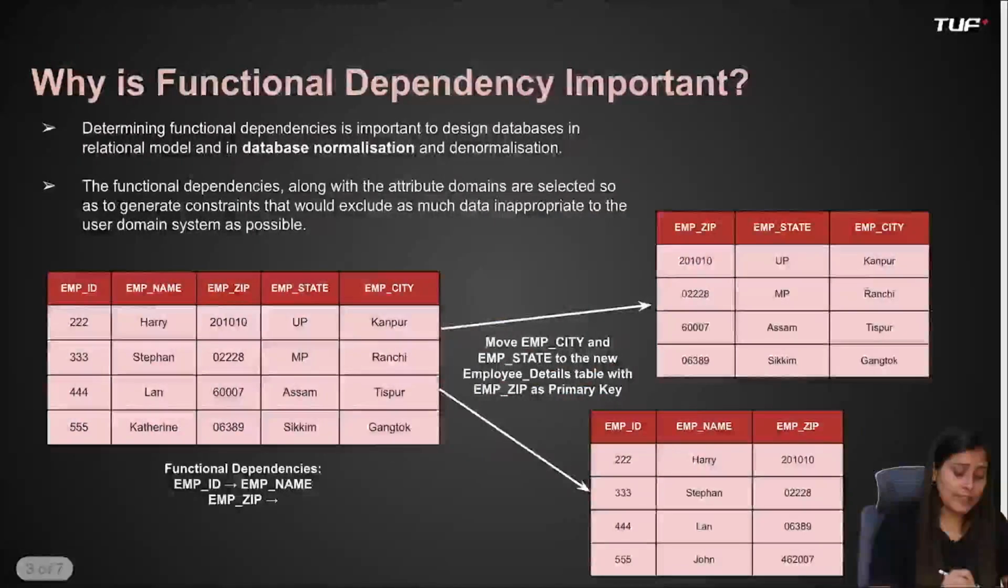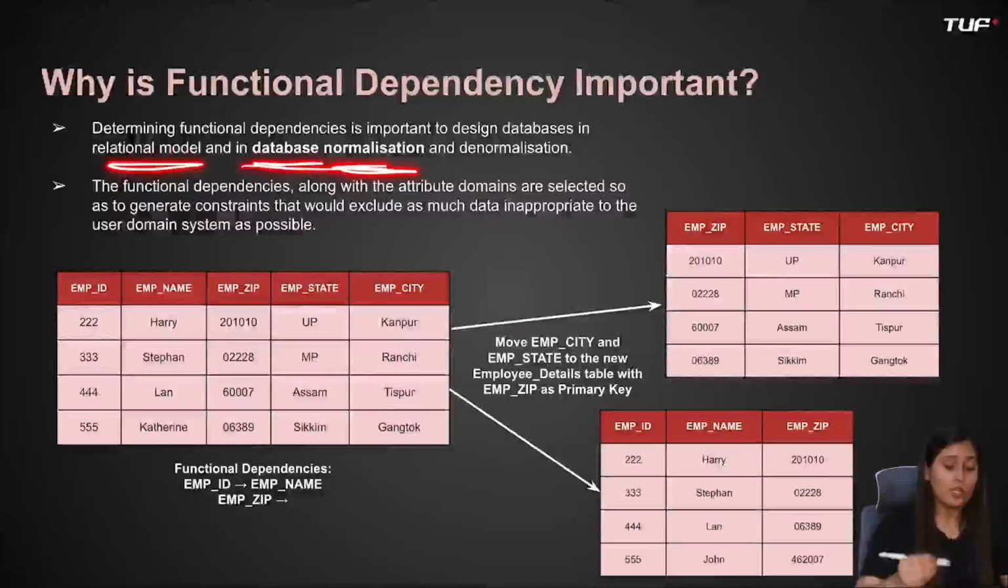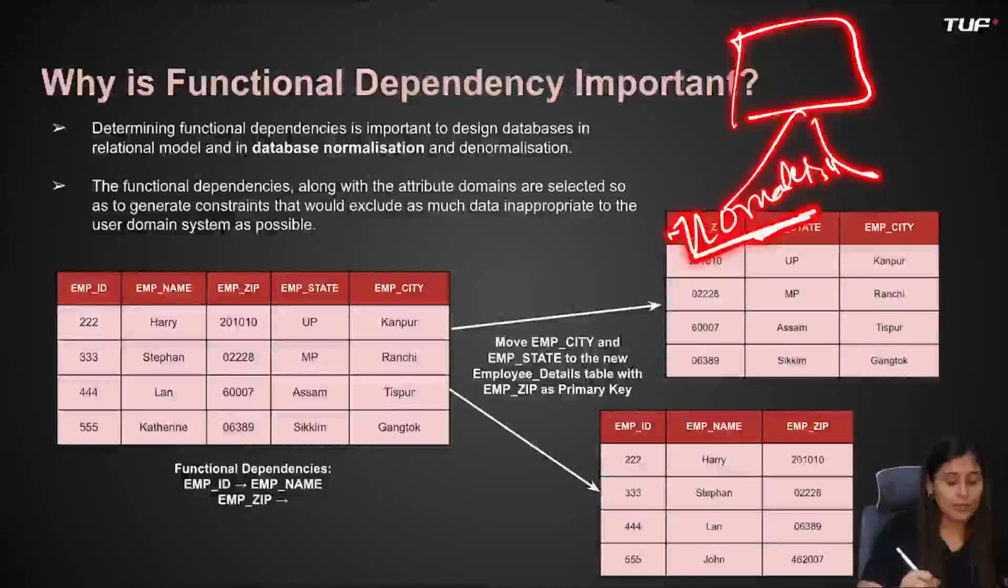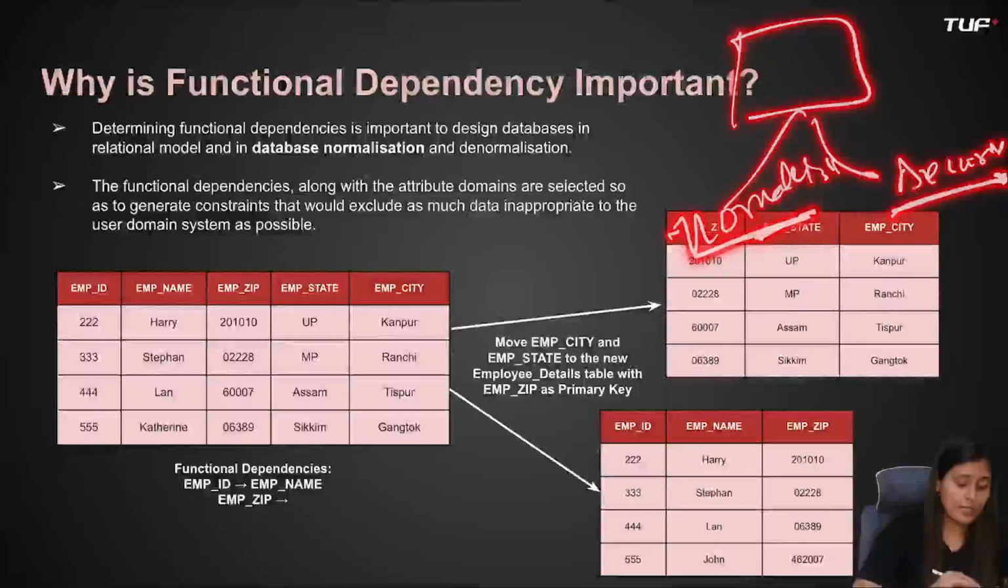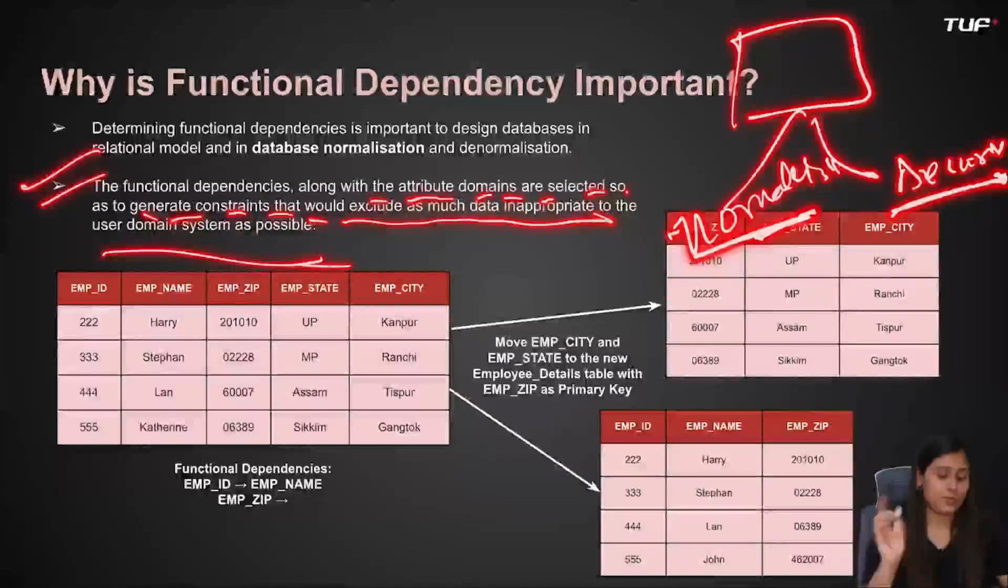Determining functional dependency is important to design a database in the relational model and in database normalization. We have learned about two forms: normalization, breaking down larger tables into smaller tables, and denormalization, integrating those smaller tables into larger ones again. Right? The functional dependencies along with the attribute domains are selected so as to generate constraints that would exclude as much inappropriate data as possible.